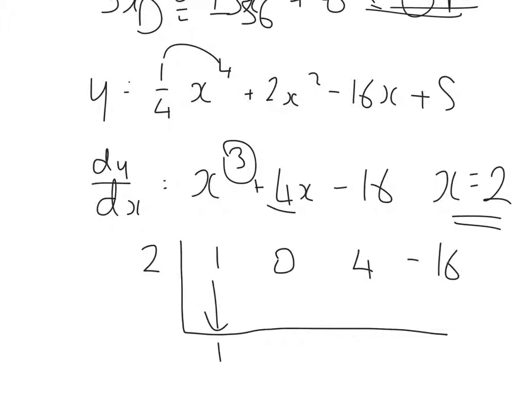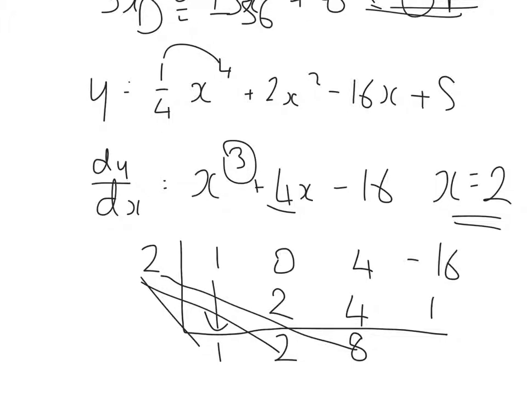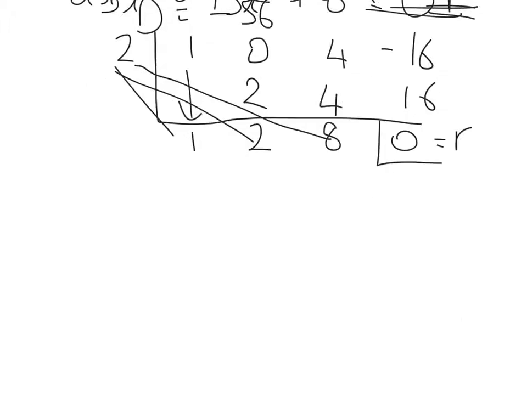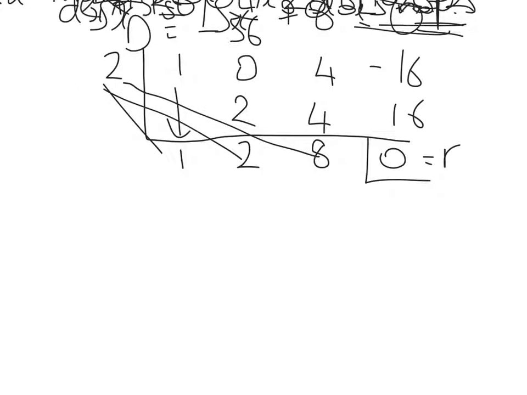So drop the 1 down, multiply by 2, that will be 2. 2 plus 0 is 2, multiply by 2 is 4. 4 plus 4 is 8, and multiply that by 2 is 16. 16 minus 16, so I get the remainder of 0. So r equals 0, therefore x equals 2 is a stationary point.